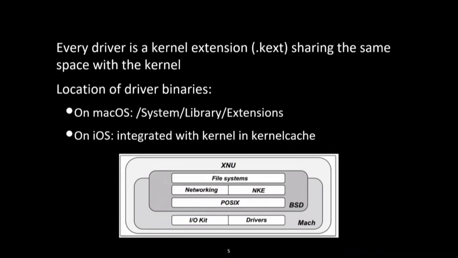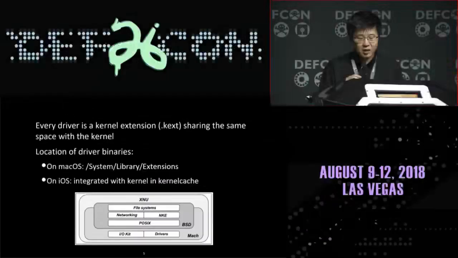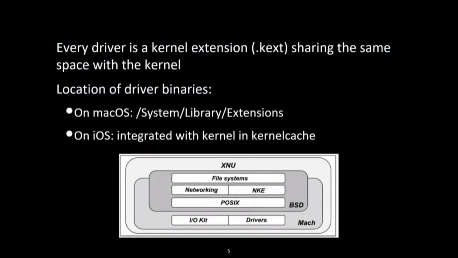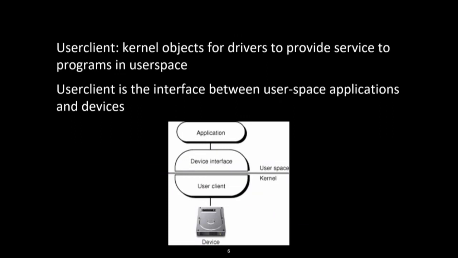First thing you should know is every driver in the kernel in XNU is a kernel extension. They share the same space with the kernel. On macOS, the drivers are located in the system library extensions. On iOS, drivers are integrated with the kernel in the kernel cache. Kernel drivers provide user clients, which are kernel objects for drivers to provide service to programs in user space. Also, the user client is the interface between user space applications and devices.